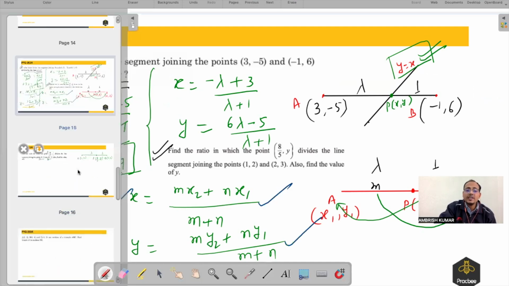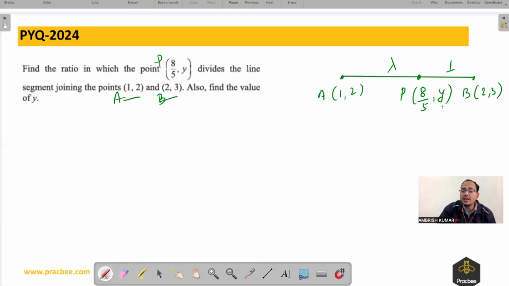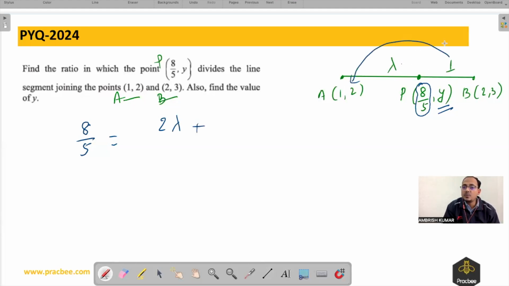Since the y coordinate value for the point P we don't know, but we do know the value of the x coordinate, so write the formula for the x coordinate. What we can write here: 8 by 5 equals lambda times 2, means 2 lambda plus 1, we have to multiply, right? So 2 lambda plus 1 by lambda plus 1.